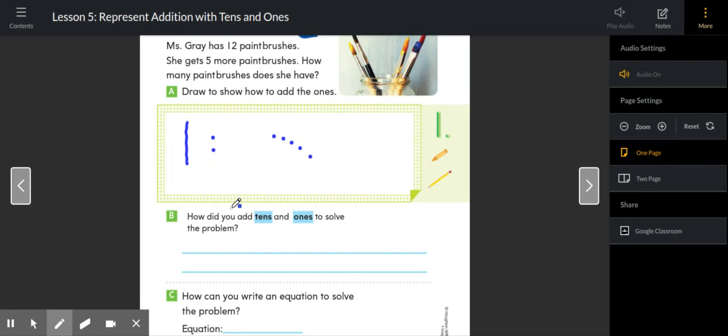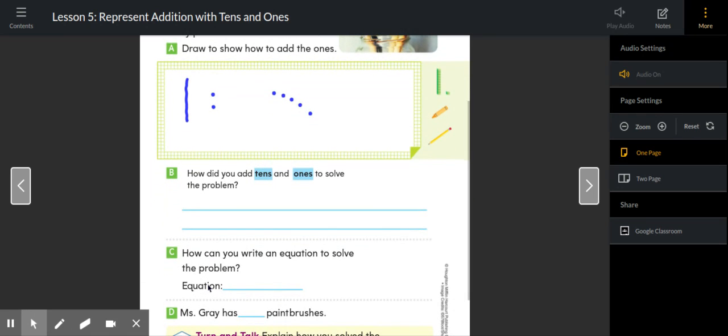Part B says, how did you add tens and ones to solve the problem? I'm not going to write it here because I want to save time, but I would write here that I counted them all together. So I added them all together. That's what you would do.